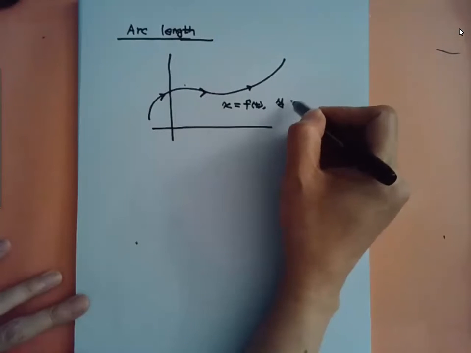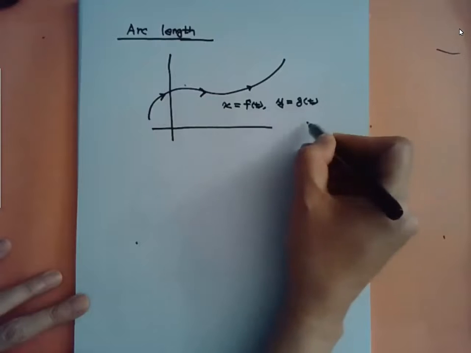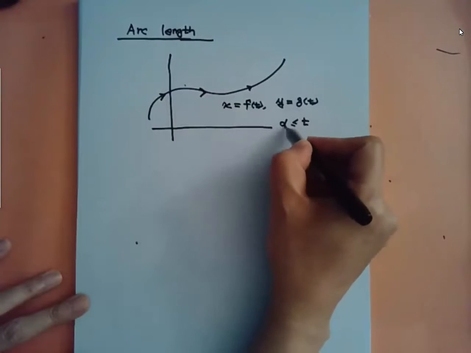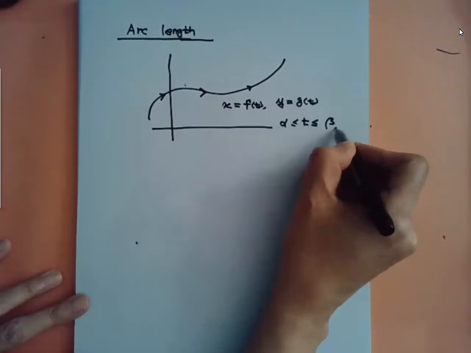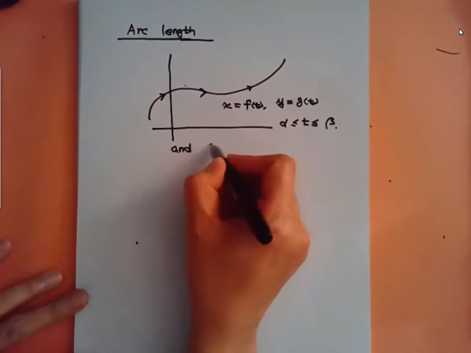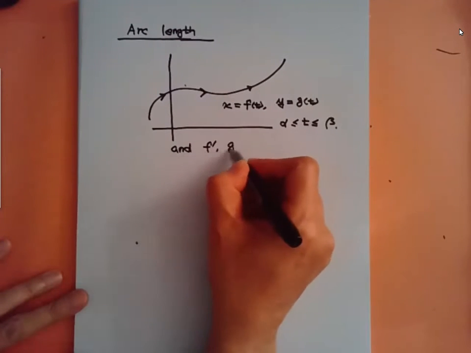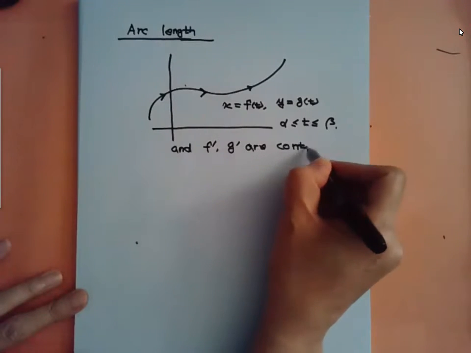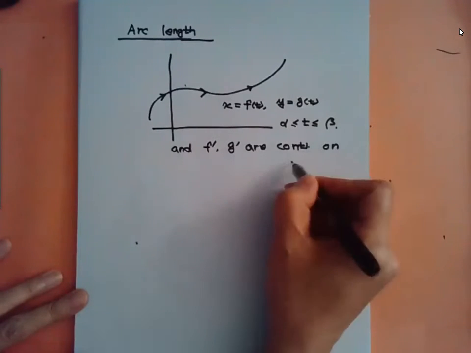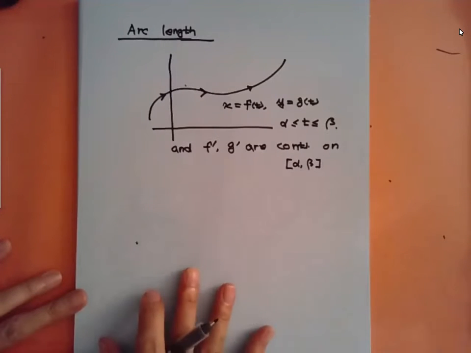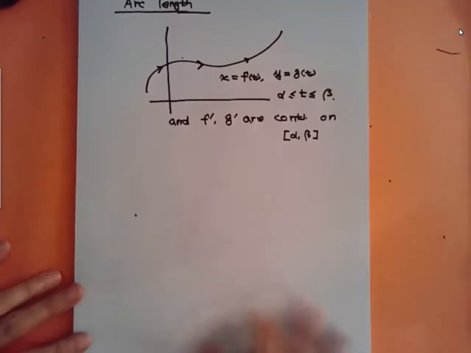Let's say x equals f of t and y equals g of t, and t is defined from alpha to beta. And we also assume that f prime and g prime are continuous on the interval alpha to beta.